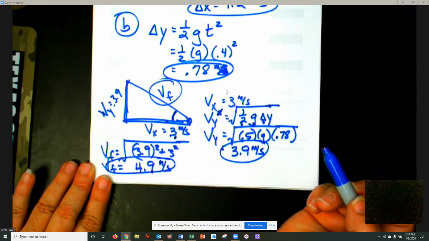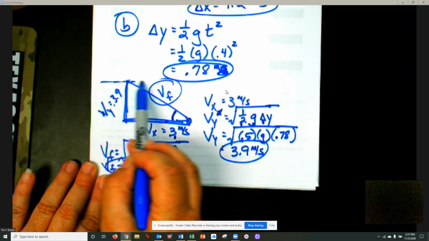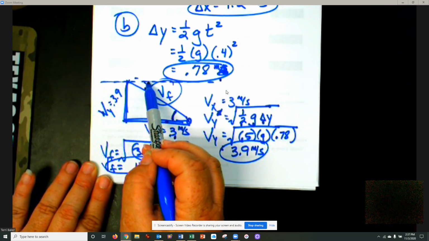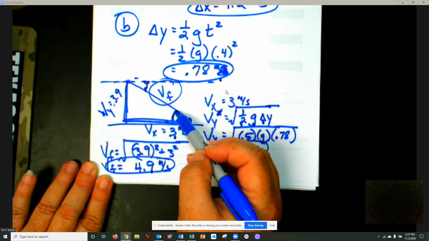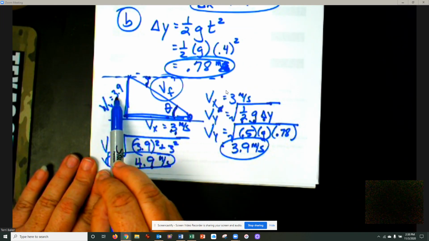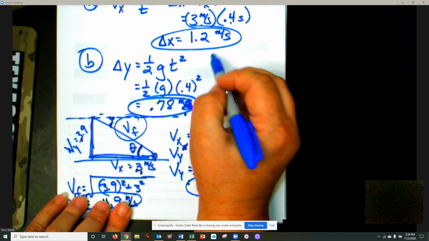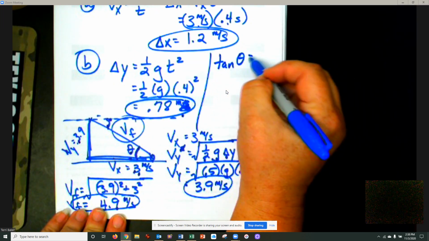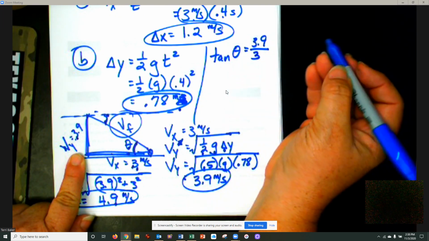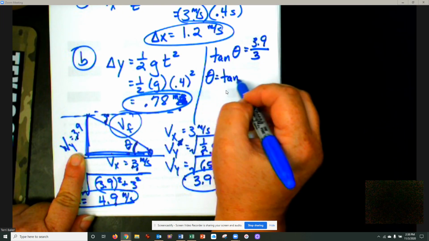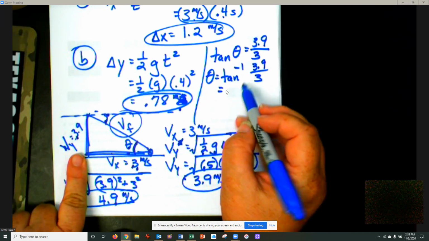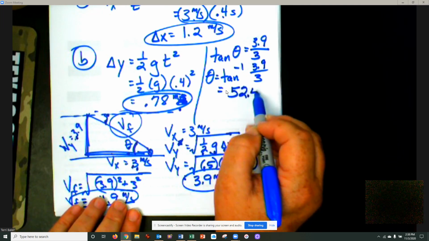It also wants to know the angle at which it hit, because it fell off the table from the horizontal down. This is parallel to this line, so this angle will equal this angle, and we want to know theta. Well, we know x, we know y. With theta, tangent theta equals the opposite, which is 3.9, over the adjacent, which is 3. To solve for theta, take the inverse tangent. And if you punch it into the calculator correctly, you'll get theta equals 52.4 degrees.